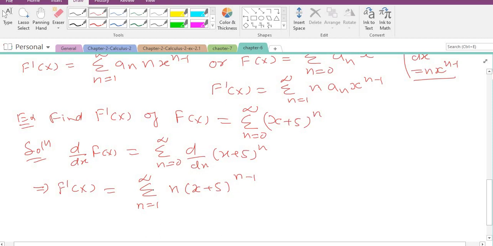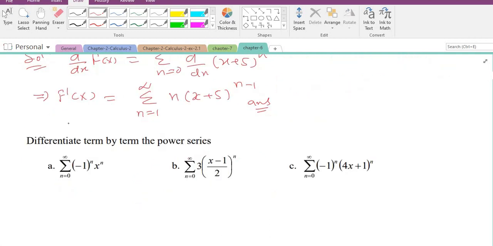This is the answer of that question: the summation from n equal to 1 to infinity of n times (x + 5)^(n-1). I mean power series differentiation by using the rule. Now I am going to tell you this one from exercise 6.1.